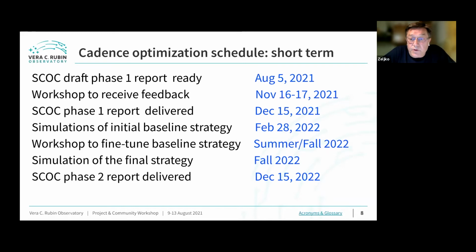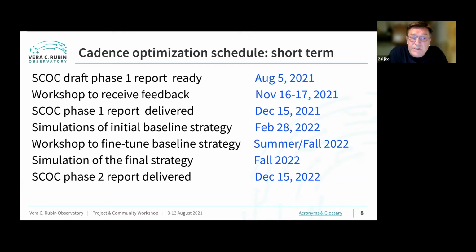Given the feedback from that workshop, the SCOC will work hard for a month, and we plan to finalize this report that is now in draft form and deliver it to the operations director, Bob Blum, as a recommendation for the baseline strategy. Now, this is still not the final baseline strategy. We call it initial baseline strategy because there will still be some open optimization directions that we'll attempt next year.